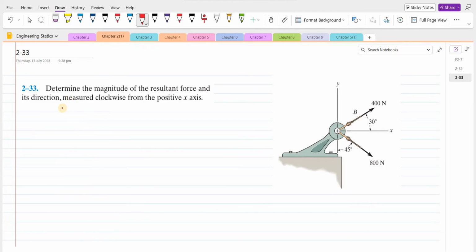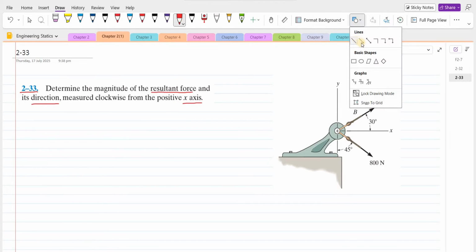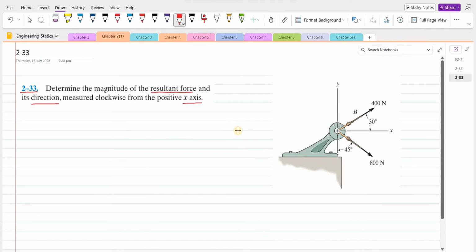In this video, we will solve problem 2-33 from R.C. Hibbeler Engineering Statics, 14th edition. According to this problem, we have to determine the magnitude of the resultant force and its direction measured clockwise from the positive x-axis. To solve this problem, first of all, we have to resolve these forces into their components along the x and y axes.